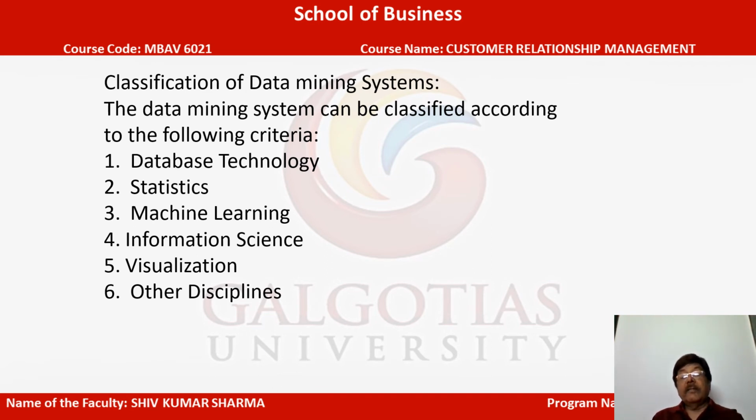The data mining system is classified further according to the following criteria. There are various criteria which are used to classify the data mining system. These criteria are database technology, statistics, machine learning, information service, visualization, and other disciplines.